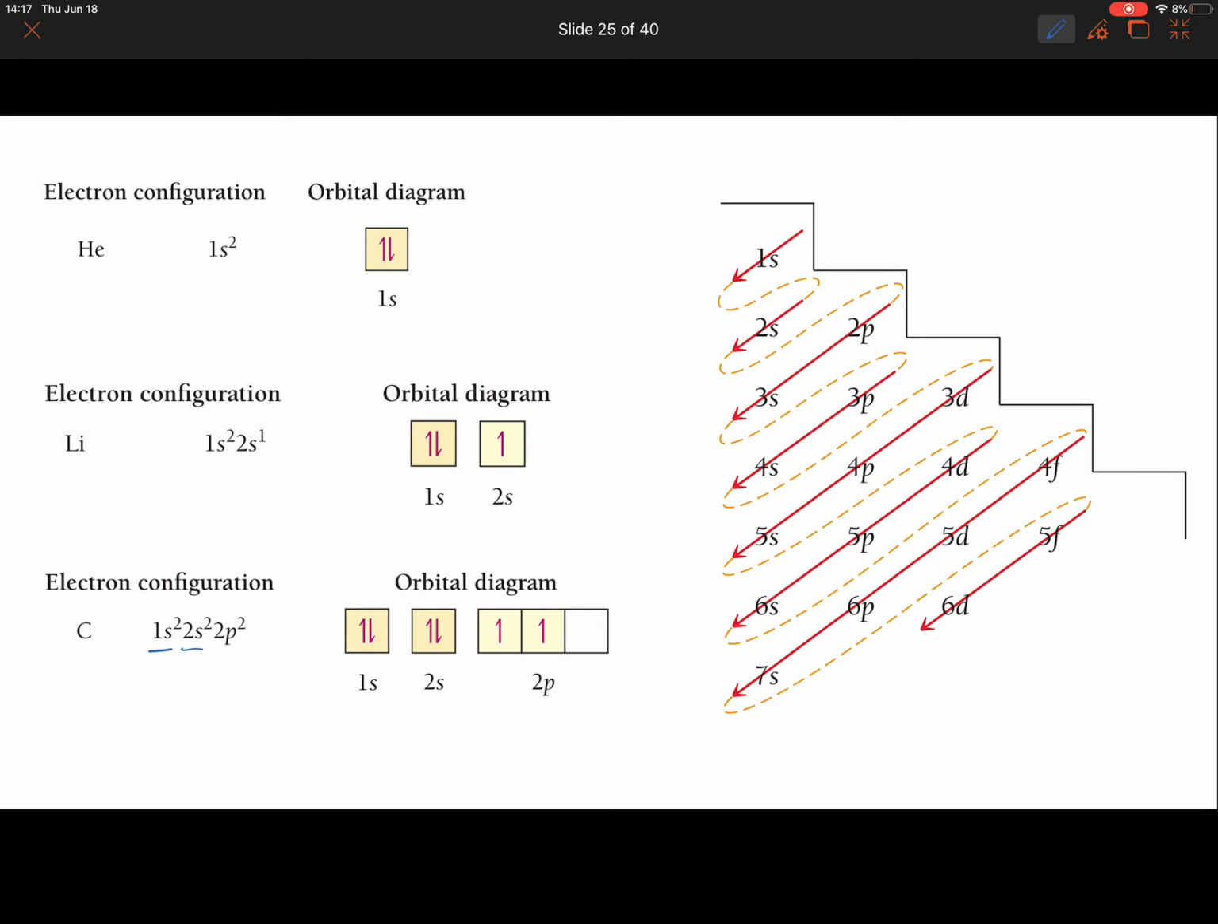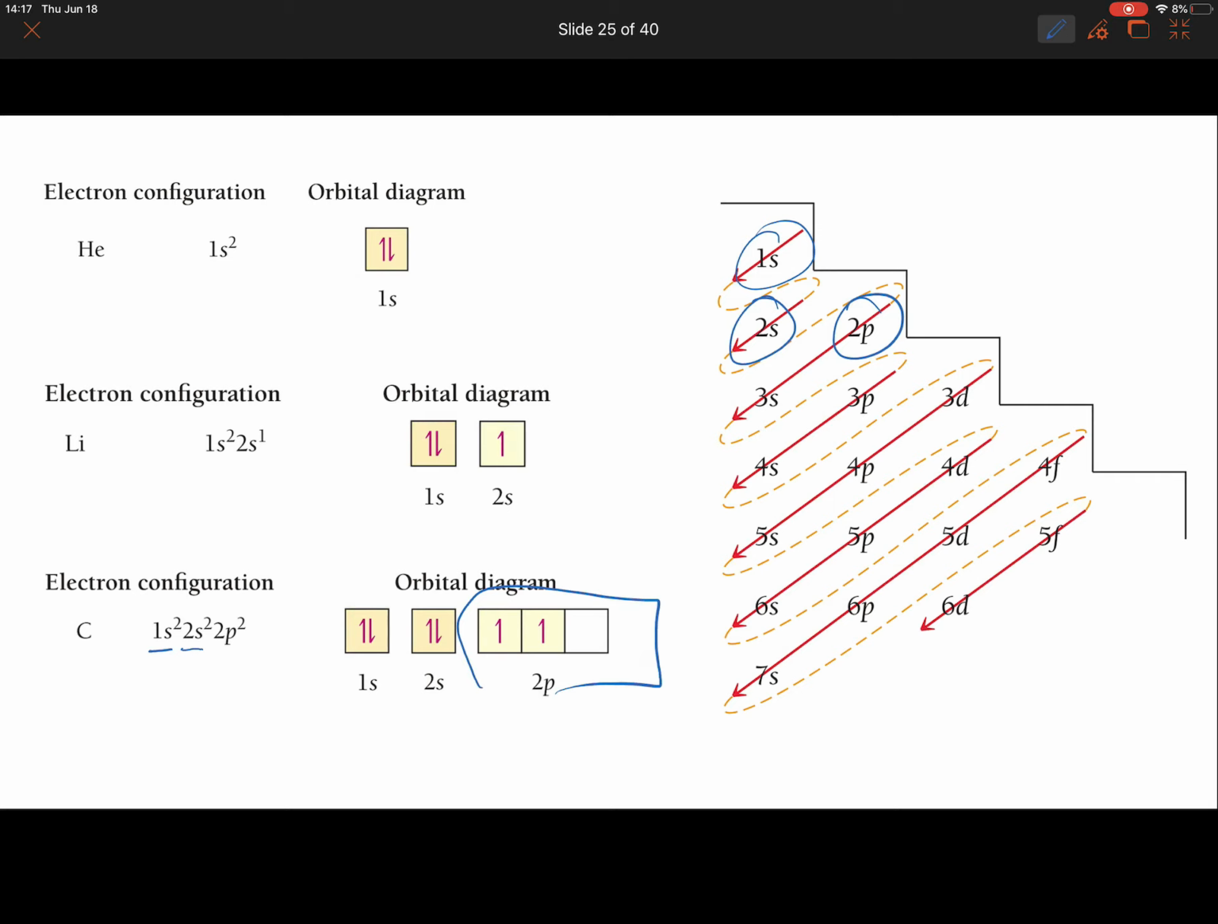That leaves 2 additional electrons for carbon. So it goes to the next energy level after the 1s and 2s. It's the 2p. And remember, the 2p can hold more electrons because there are actually 3 different p subshells. We show that by expanding the number of boxes.